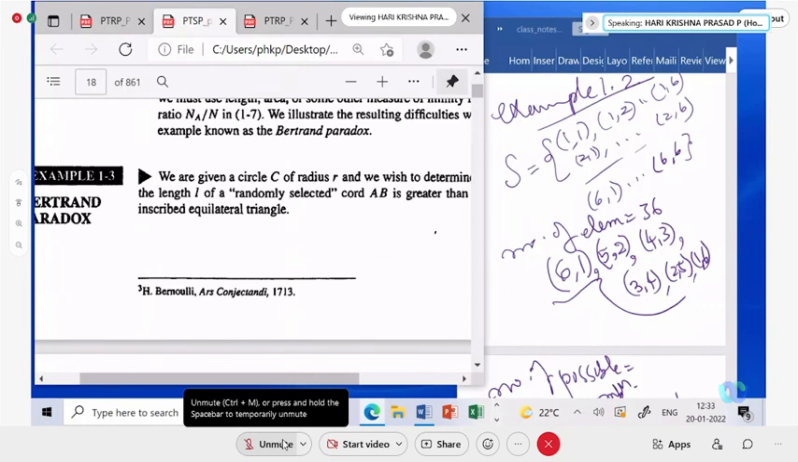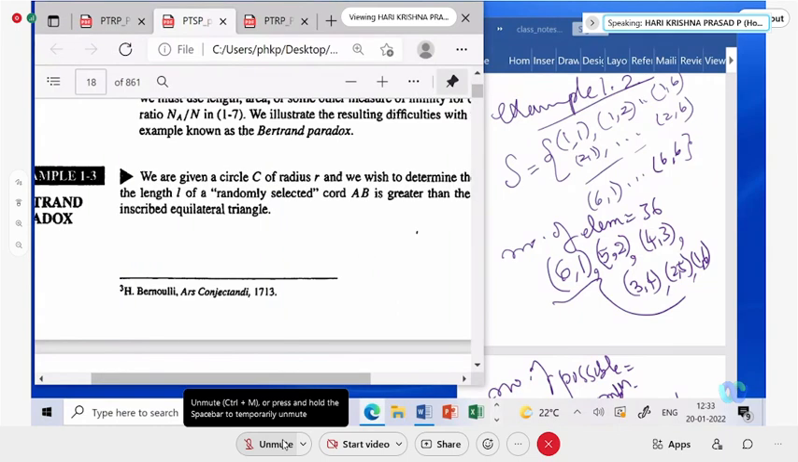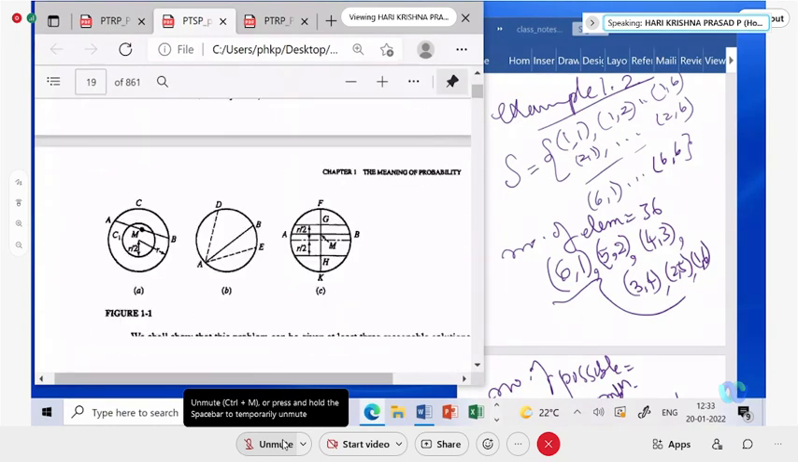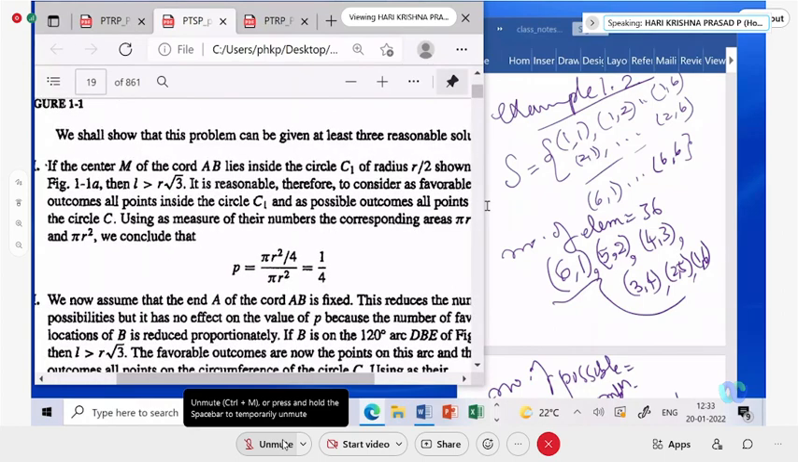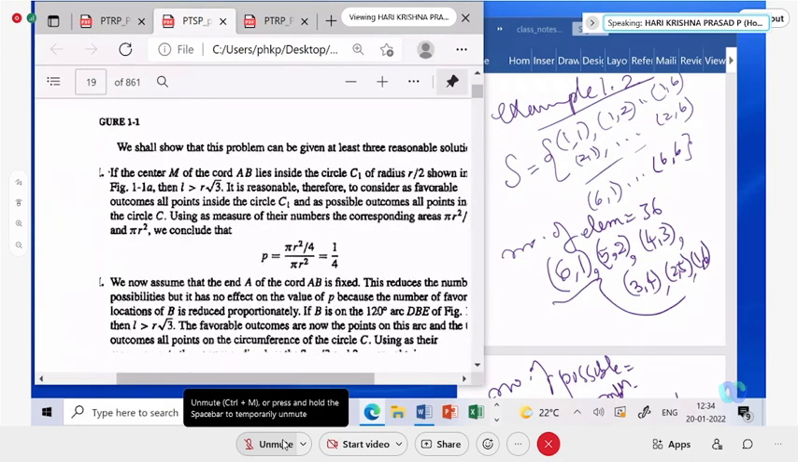This is 1.3. Here also, circle of radius r. Here so much explanation is given. Don't write all the explanation. At the same time, don't just write P equal to pi r square by 4 divided by pi r square equal to 1 by 4. You should tell the reason why the numerator is pi r square by 4 and why the denominator is pi r square. For that, you should write the corresponding explanation. Sarath, I hope I am clear.